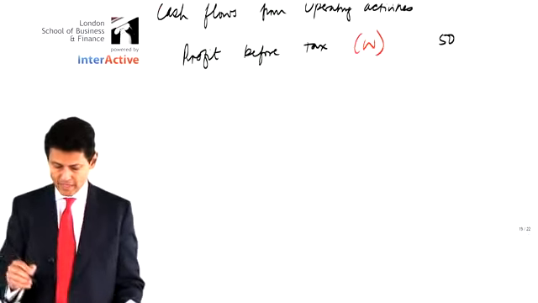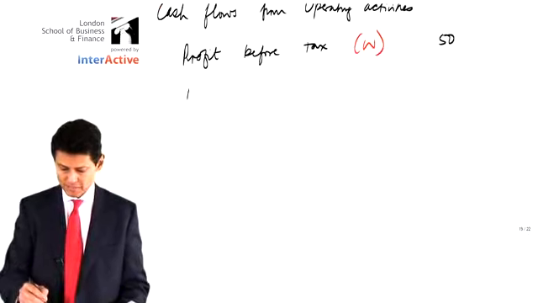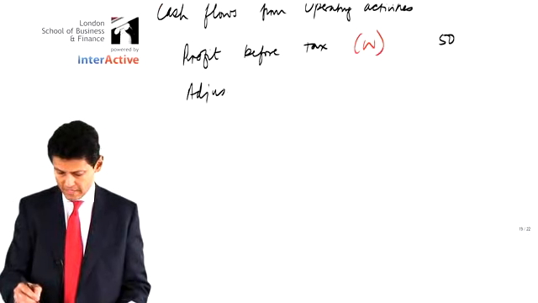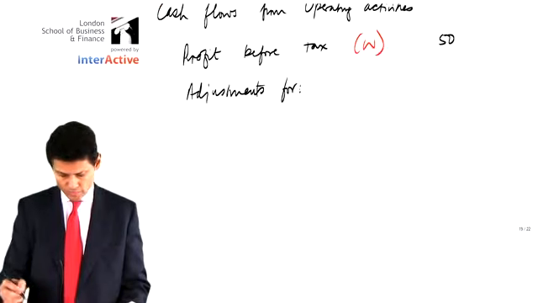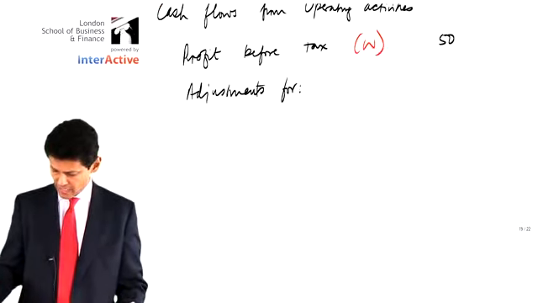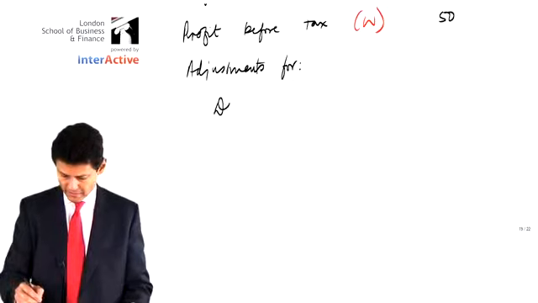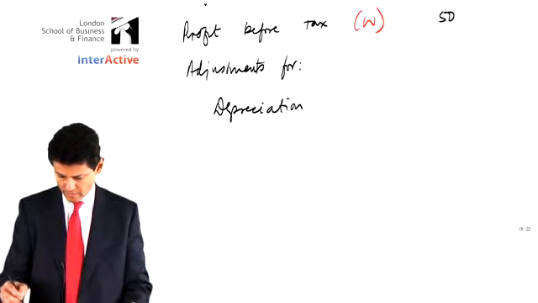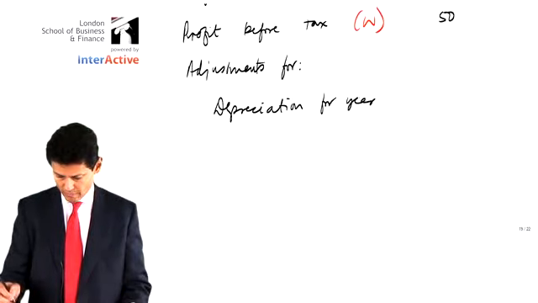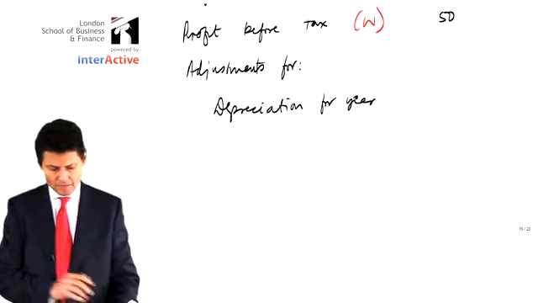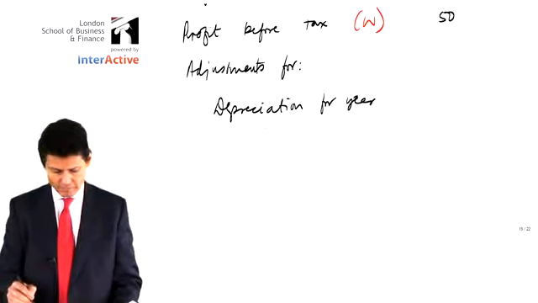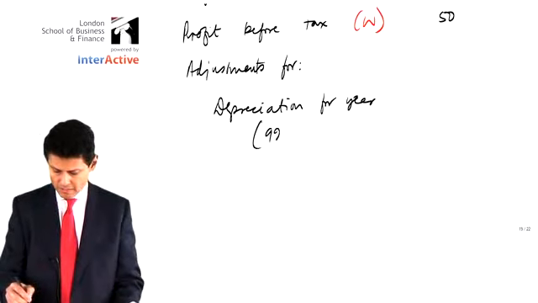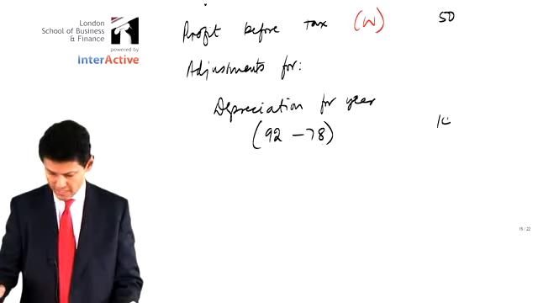To that, of course, we add our adjustments. So I say literally adjustments for. You will recall things like depreciation. So in this particular case, you have depreciation for the year. Now you remember the depreciation straight from the question, 92 at the end, 78 at the start, must have charged 14 this year.